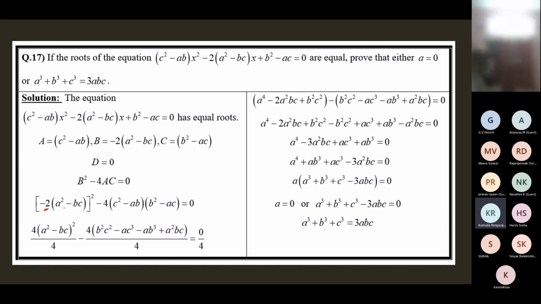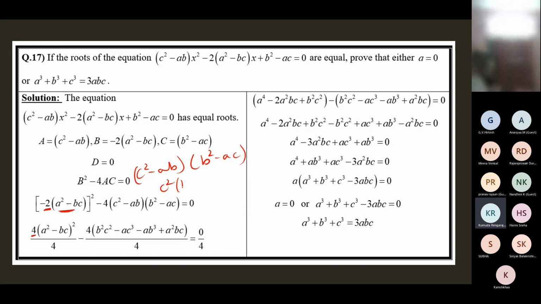And here, A squared minus BC, the whole square. So basically you're squaring this and squaring this. So this is minus 2 into minus 2, which is plus 4. And this one is A squared minus BC, the whole square. And then here minus, open the bracket like we did earlier. It's a product of two binomials, C squared minus AB into B squared minus AC.